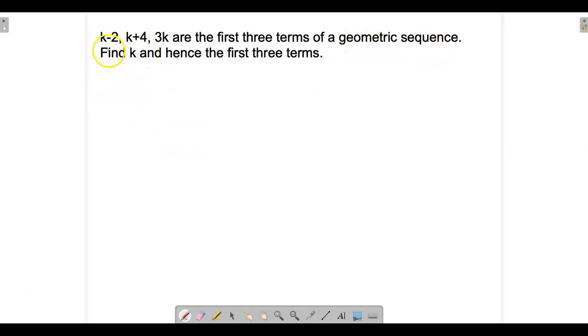Here we've got a geometric sequence with the first three terms, but we don't know the numbers for the first three terms. We've just been given them in terms of k, and I've got to find k, and then I've got to find the first three terms.